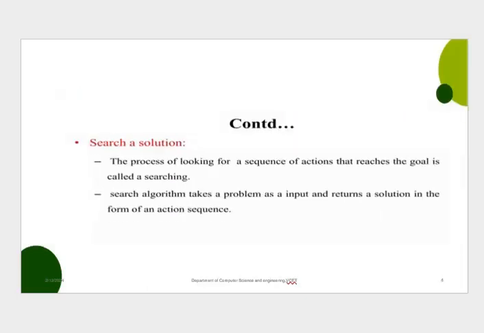Then, next, search for a solution. The agent seeks a sequence of actions that will lead to achieving the goal. This process is referred to as searching, where the agent explores various possibilities to find the most effective path forward. A search algorithm is employed, taking the problem as input and generating a solution in the form of an action sequence. Through this systematic exploration, the agent aims to identify the sequence of actions that will ultimately lead to reaching the desired goal.